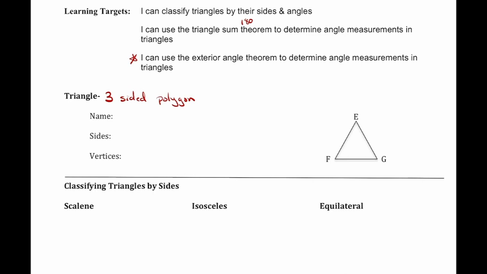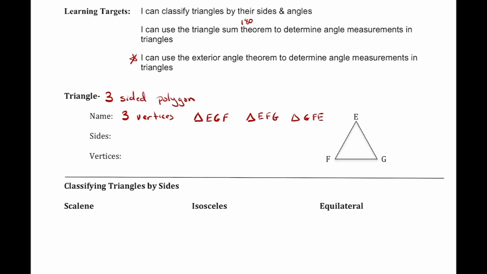And so when we name a triangle, we're going to name it by its three vertices. So for example, we have triangle EGF. We could also name this as triangle EFG. Could also actually name this as triangle GFE. All of these, and there's more, are going to be the equivalent as long as you're naming the three vertices of the triangle.